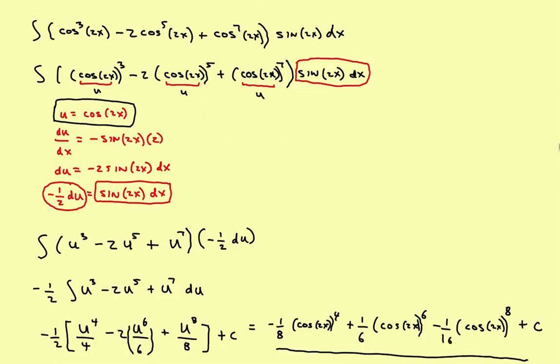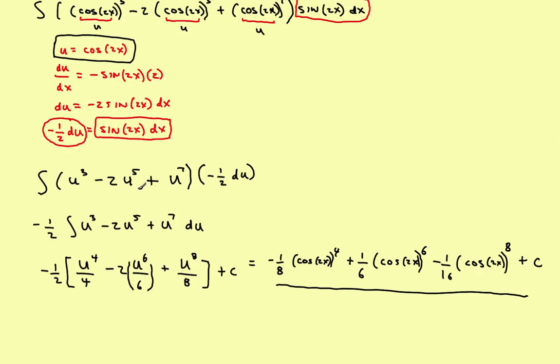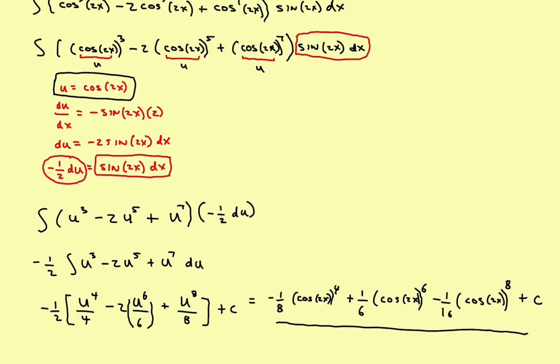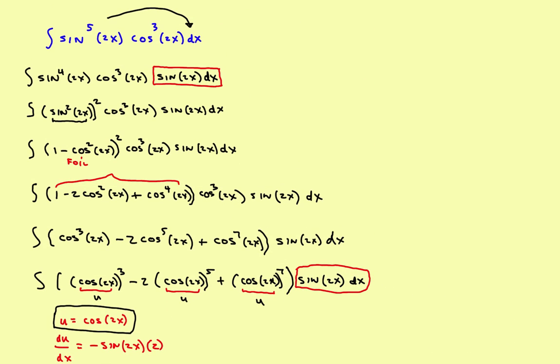The whole problem turns into a u substitution problem. Find the antiderivatives, plug the cosine of 2 over x back in, and you're done. Now let's go back up and show you a variation on this problem.